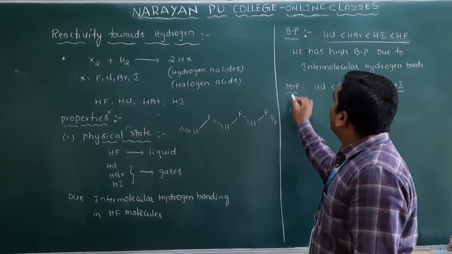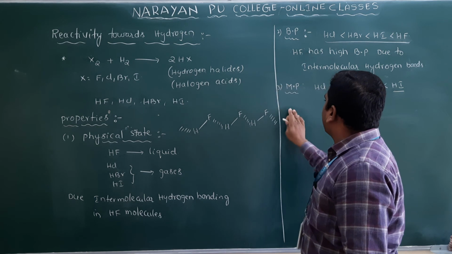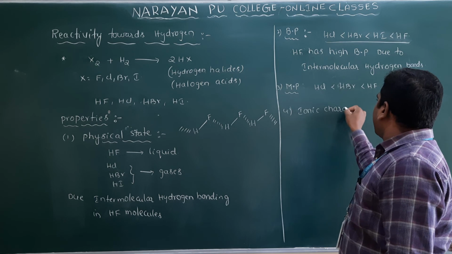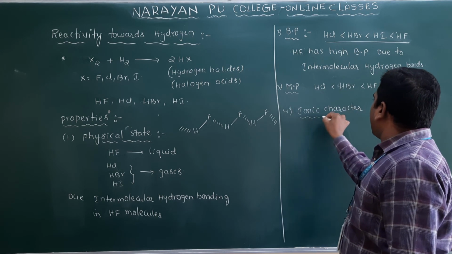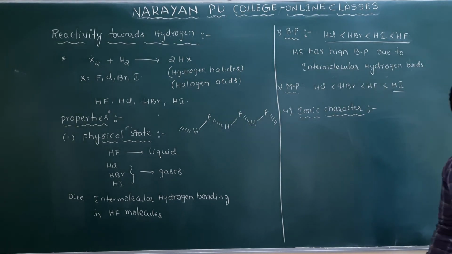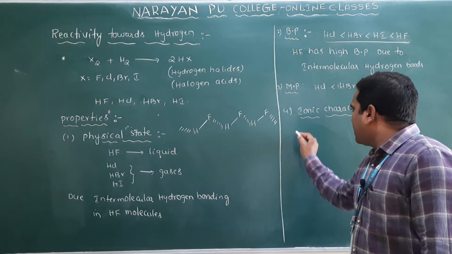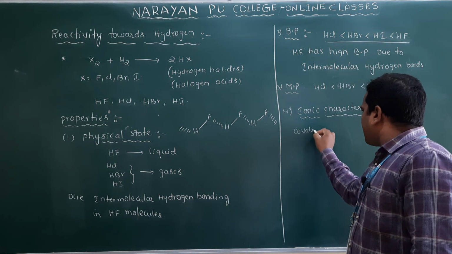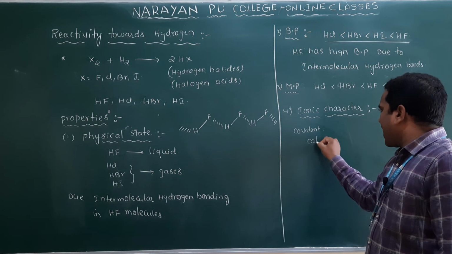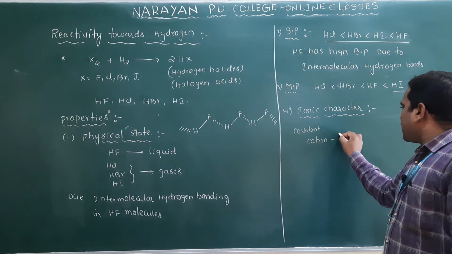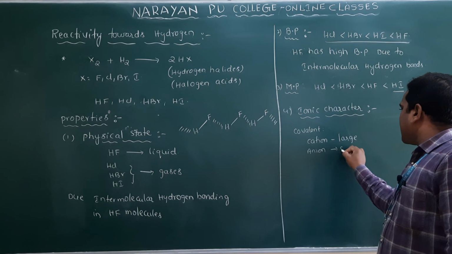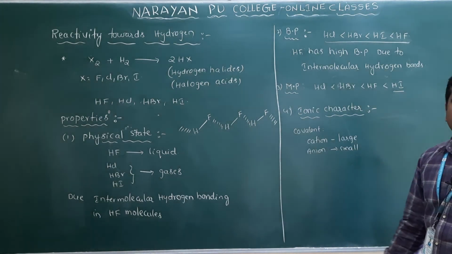And the next one is the ionic character. Clear? So what about the ionic character? I already mentioned Fajan's rule previously for covalent compounds and ionic compounds. For a covalent compound, the cation should be, having positive charge, small and the anion should be large, and the charge should be high.